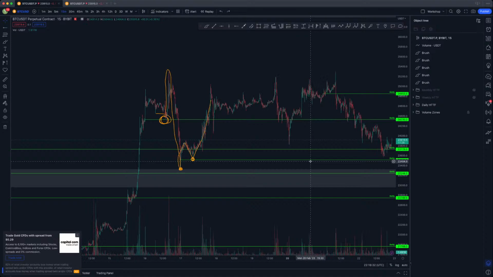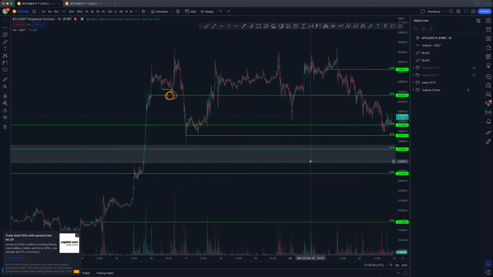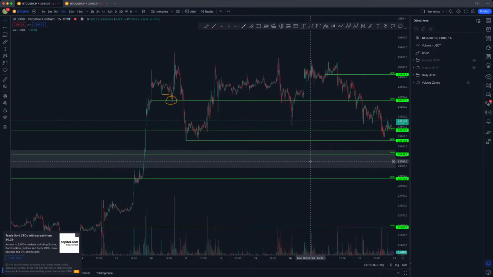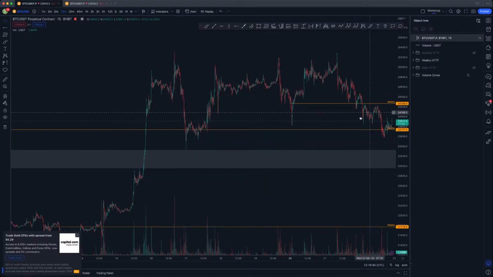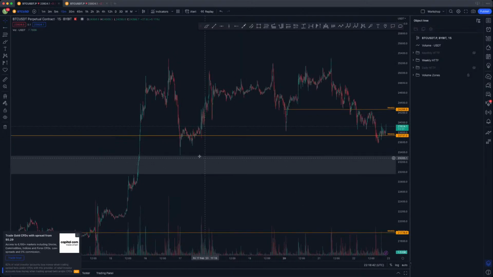Let's see what the weeklies are like. Let's see if these are any more powerful. Okay, we're going to take the daily off. I'm going to go with the weekly. So now we've got the weekly. Again, once we come down to that zone, we hung around the weekly zone for a little short while before we then start to rocket back up again.